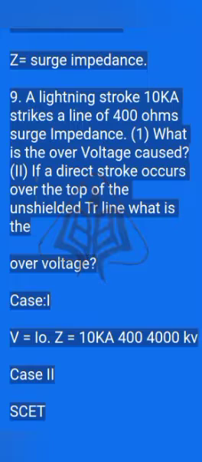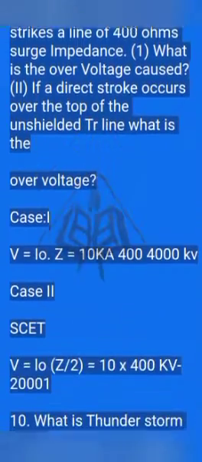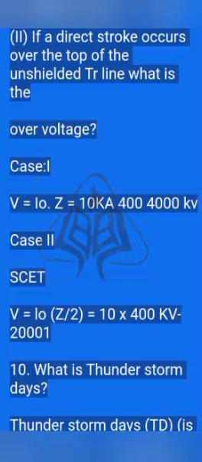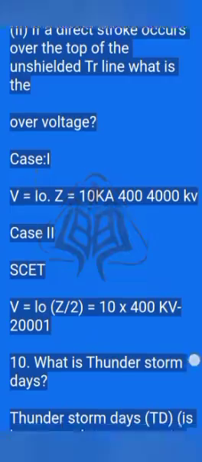9. A lightning stroke of 10 kA strikes a line of 400 ohms surge impedance. 1. What is the overvoltage caused? 2. If a direct stroke occurs over the top of the unshielded transmission line, what is the overvoltage? Case 1: V equals I0 times Z, equals 10 kA times 400 ohms, equals 4000 kV. Case 2: V equals I0 times Z by 2, equals 10 times 400 by 2, equals 2000 kV.